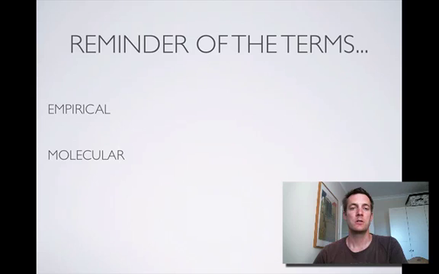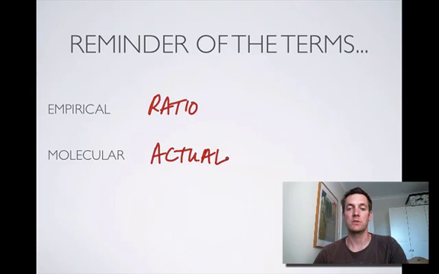Okay, so a reminder of the terms. Just remember that the empirical formula is a ratio, the simplest whole number ratio, whereas the molecular formula tells us the actual number of atoms. Bear that in mind when you're doing the questions, because it might help you figure out a bit more about how they're done.